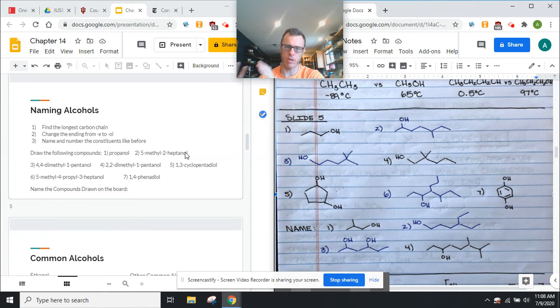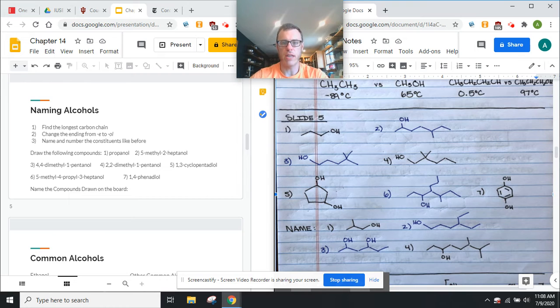Remember, when we draw these, we're going to do it like last name to first name. So heptanol. So we get 1, 2, 3, 4, 5, 6, 7. There's 7 on carbon chain. Great. This 2-heptanol means there's an OH group on the second carbon.